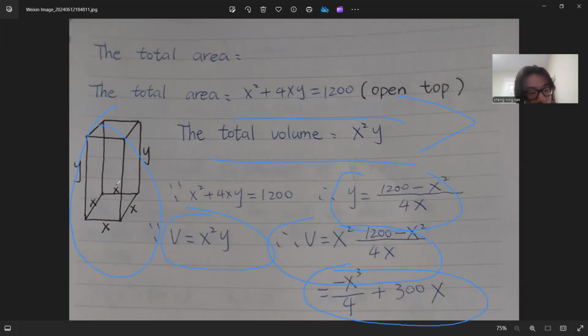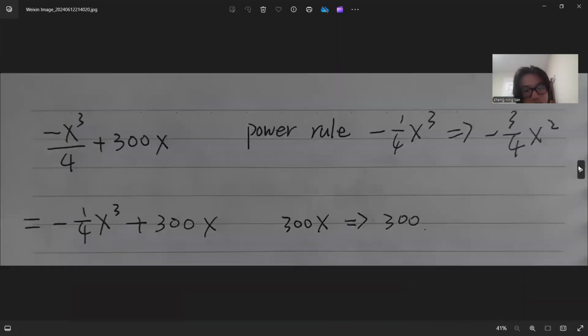And the question requires us to find the maximum value. Then we only need to know the highest point of this function. At this time, we can use the derivative of this function to find its local maximum. So we need to get the derivative of this function first. So first, we can change the numerator to 1, and we can use the power rule to change this into this. And 300 times x will simply be 300.